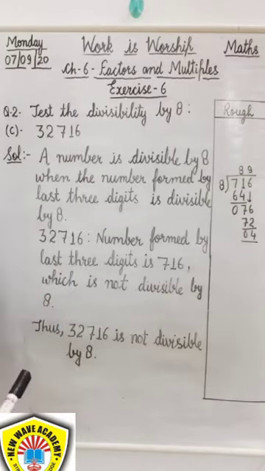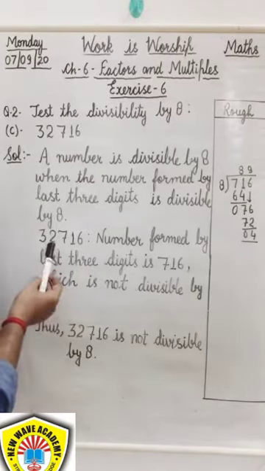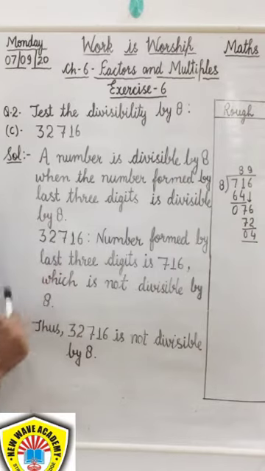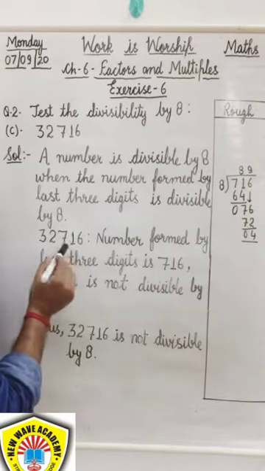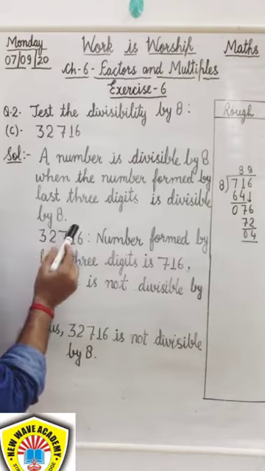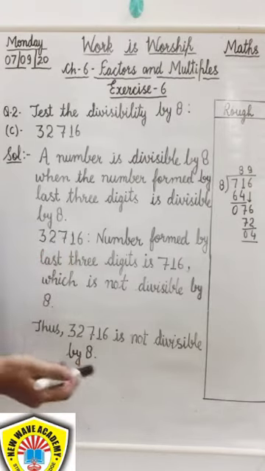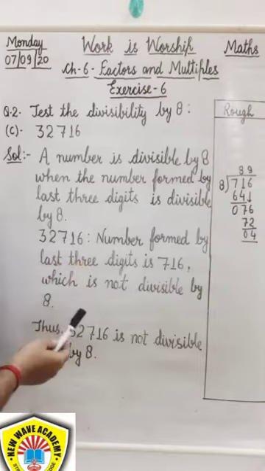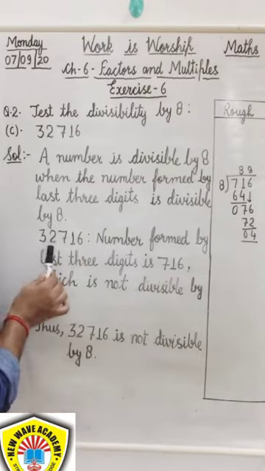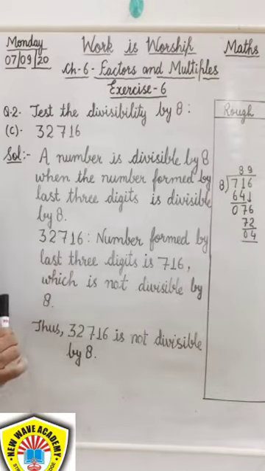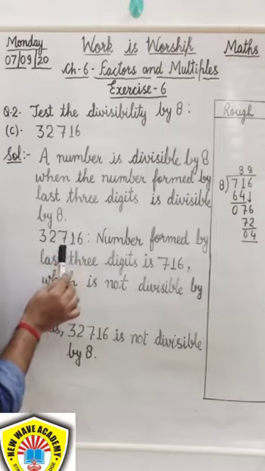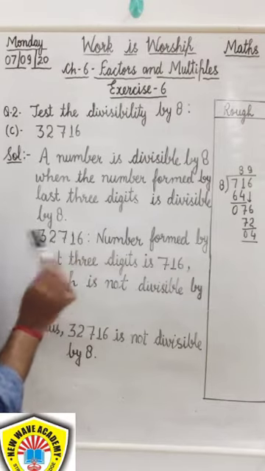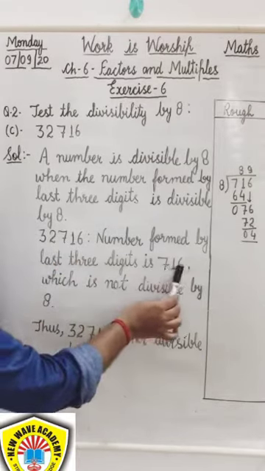So the number is 32,716 and we have taken the digits on 100s, 10s and 1s place. So the number formed by the 100s, 10s and 1s place digits is 716, क्योंकि हमारा नंबर क्या था 32,716 था, और अकॉर्डिंग टू द रूल हमें 100s, 10s और 1s प्लेस वाली डिजिट को मिलाकर एक नंबर फॉर्म करना है, जो कि हमारा 716 है.